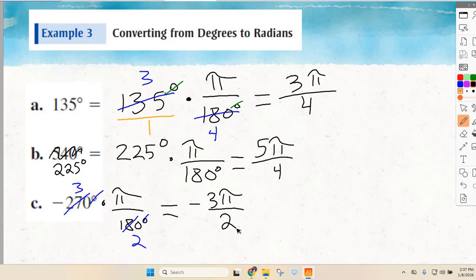Now, the more that we deal with radians, the better that we'll get at them. If you haven't used them in any of your previous classes, it's going to take a little bit of practice, just like anything else that's new. We are working on conversions. However, I would warn you again.